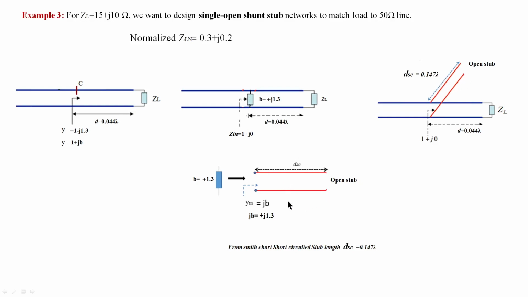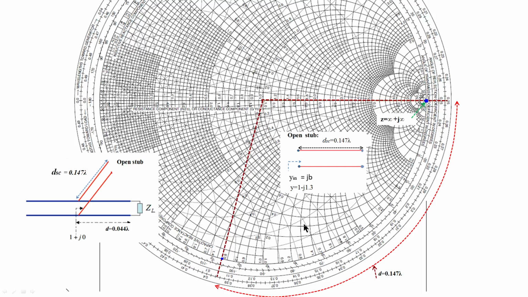This is an open stub. How to implement this? You should find out this length. But for an open stub, what is the value required? Plus 1.3. So the open stub design I already explained to you.